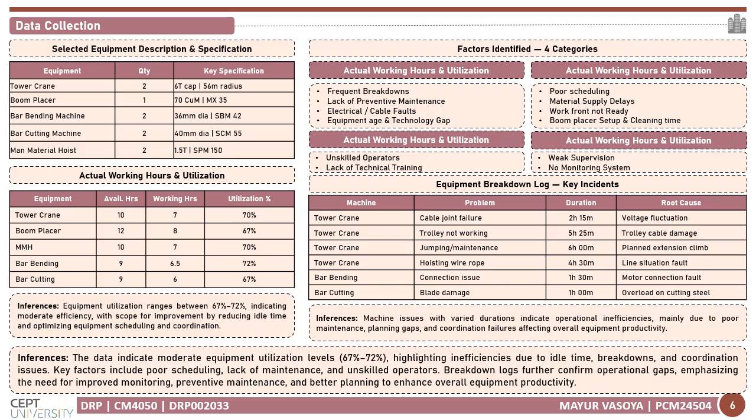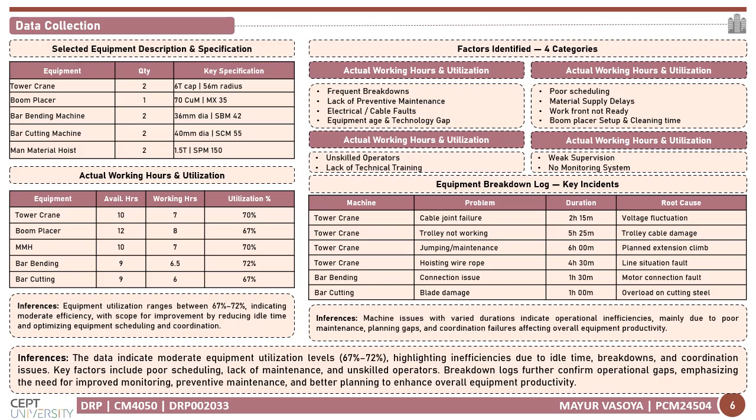The breakdown logs on the slide further support these findings. The tower crane recorded the highest number of breakdowns, mainly due to cable joint issues, voltage problems, trolley cable damage, jumping work, and hoisting wire rope problems. Bar bending and bar cutting machines had fewer issues, mainly related to connection problems and blade damage. The important learning from the breakdown log is that downtime is not always caused by one major failure. Repeated small issues like cable pull, voltage fluctuation, and connection problems can also reduce equipment productivity.